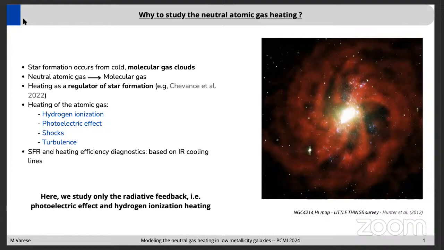And there are different ways to heat this atomic gas: either by ionizing hydrogen or the photoelectric effect on dust grains, and also shocks and turbulence. But in this study, we consider only stellar feedback, so hydrogen ionization and the photoelectric effect. It's also important to understand how it's heated because we observe mainly cooling lines from the neutral gas, so [CII], [OI], and these lines are formed because the gas is heated. We use them for star formation diagnostics and heating efficiency diagnostics, so it's quite interesting to understand really how these lines are formed.